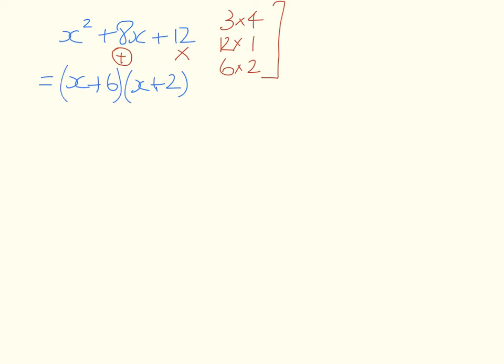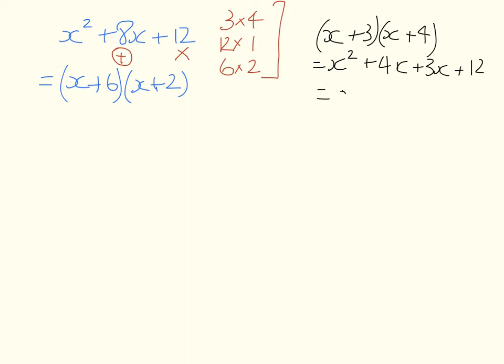Now, just to clarify, if you put in x plus 3, x plus 4, and you had the incorrect factors, what you'll find is, if we expanded that, we would get x squared plus 4x plus 3x plus 12, which is x squared plus 7x plus 12. Now what you'll notice is this one's correct and this one's correct, but the one in the middle is wrong.